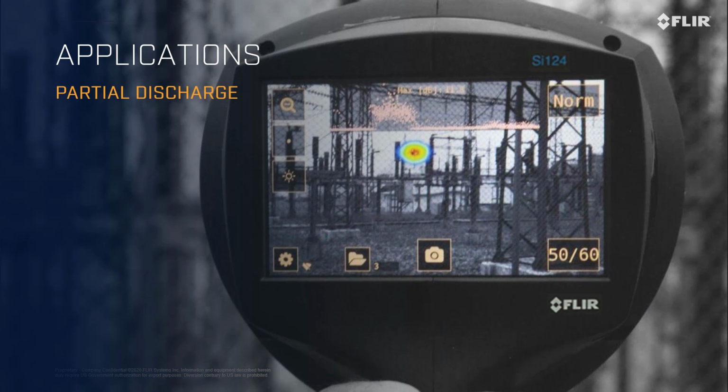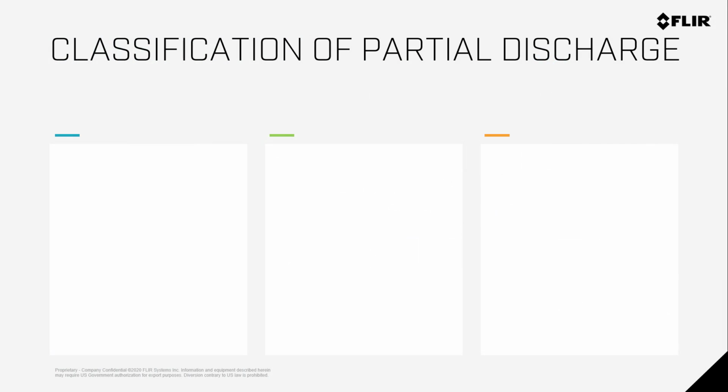So now let's talk a little bit more about partial discharge applications. So far, we've focused in here on compressed air leaks, but another big application we run into is partial discharge. So it's important to understand what partial discharge means. And there's really three actual ways that we classify partial discharge.